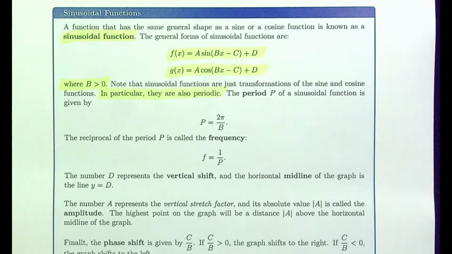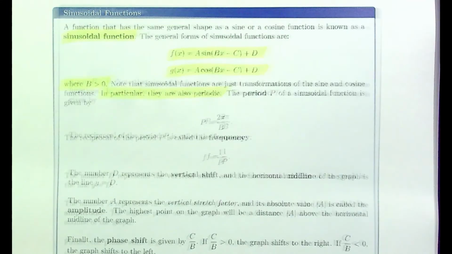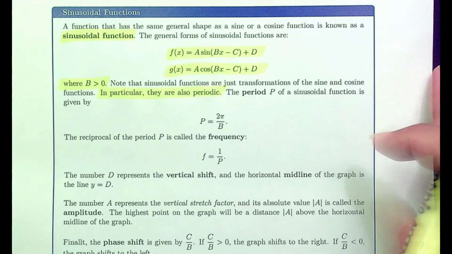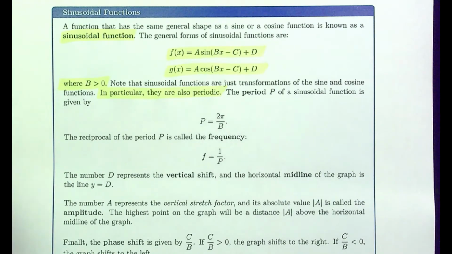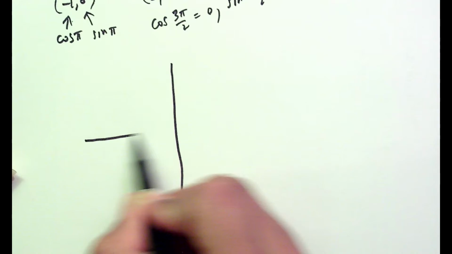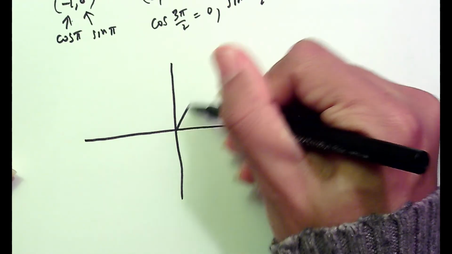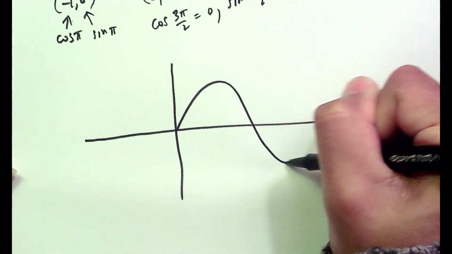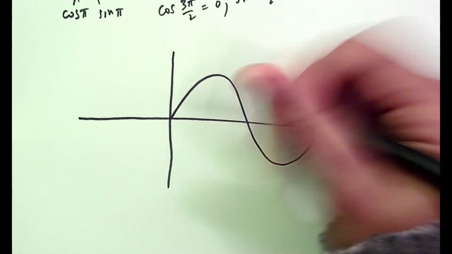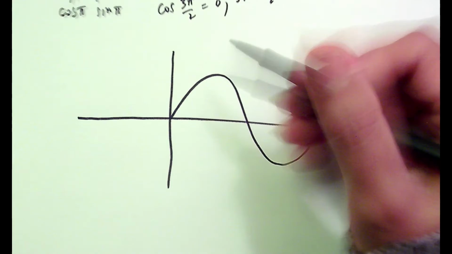All right, and because they're periodic, they have a period. But the period of a transformation is not necessarily 2 pi, okay? Because if you shrink the graph, it's going to repeat itself more frequently. So let's say this is like the basic shape. If you shrink the graph, you compress it like this horizontally.